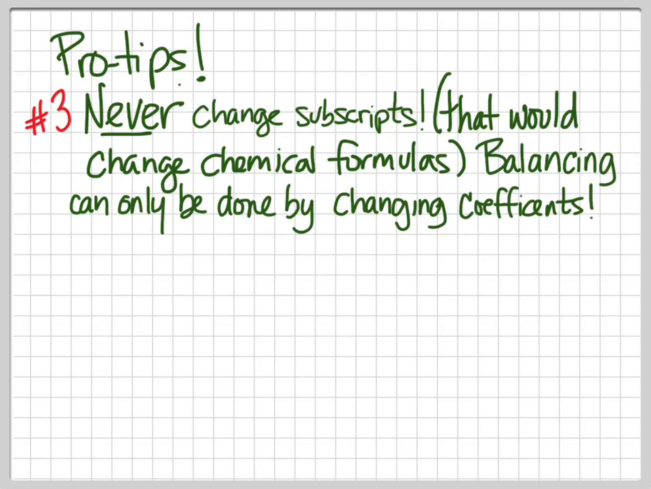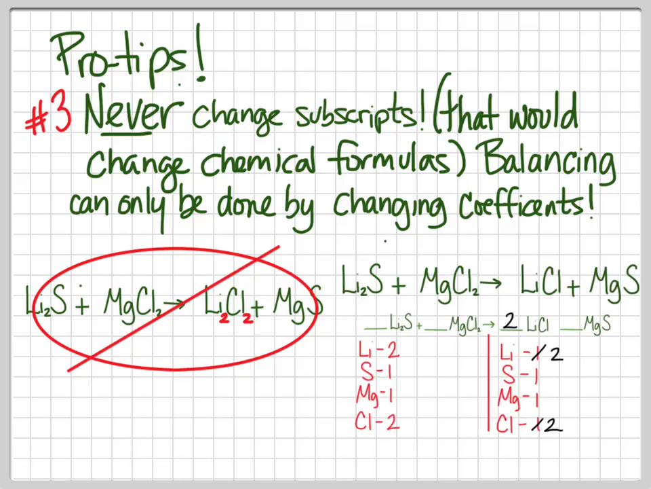The last pro tip, I don't think you'd ever do this. I think you already know better, but never change subscripts. That would change chemical formulas. Balancing can only be done by changing coefficients. Somebody could look at this and say, oh, that's easy. If I just make it Li2Cl2, it's all done. Yeah, but then your formula is wrong and nothing good comes of that. The only way to balance the chemical equation is by changing the coefficients.